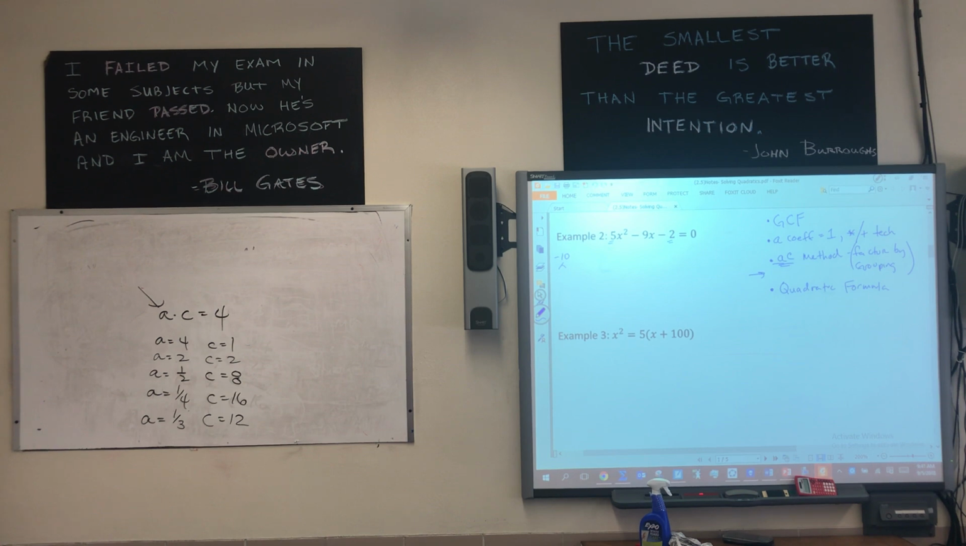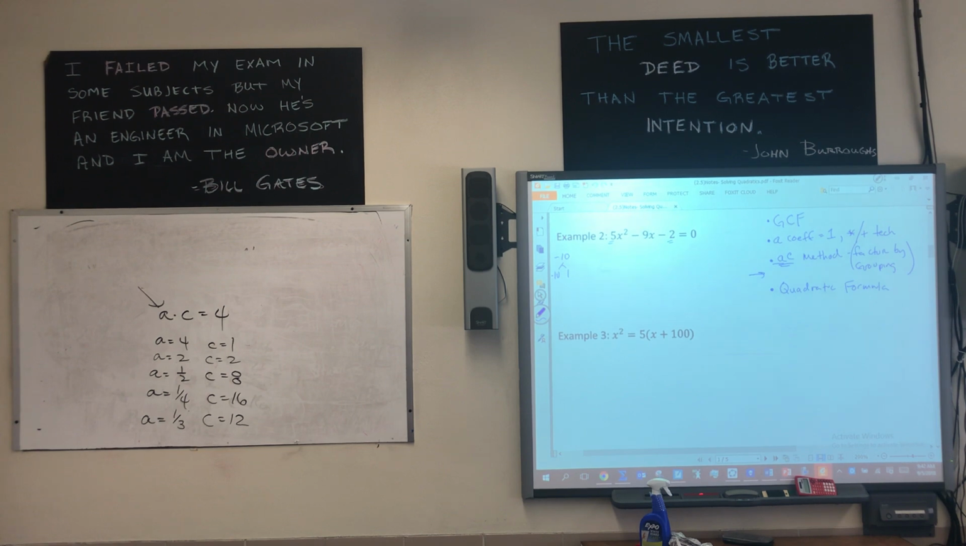Alright, so now negative 10, we're going to use that as the starting point for finding 2 numbers that multiply together to give me that number and add up to give me my B term. Okay? So what are 2 numbers that multiply together to give me negative 10 and add up to give me my B term of negative 9? Negative 10 and 1. Okay, this one's kind of easy. So negative 10 and 1, those become my factors of negative 10 that add up to give me negative 9.